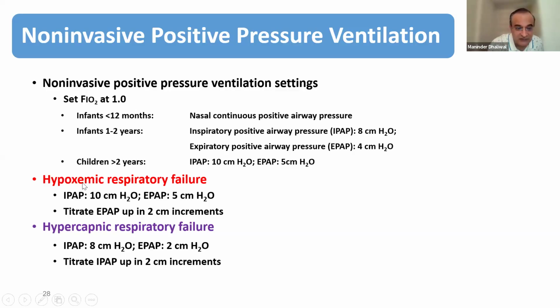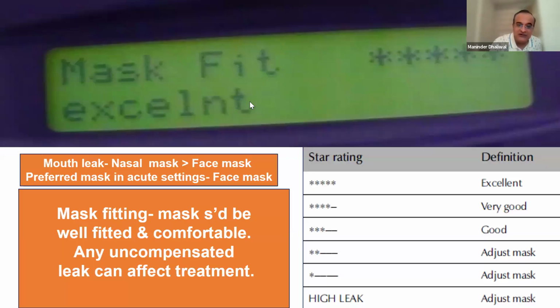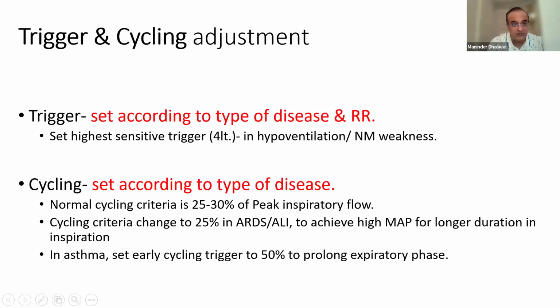If the patient is hypoxemic, you definitely increase the EPAP, and keep increasing the IPAP also. If the patient is hypercapnic, then you decrease the EPAP, because you need to give a large tidal volume so that CO2 washout happens. Once you apply the mask, the machine will tell you if the mask is fitting well or not. Up to good, the leak is okay. Beyond this, 2 stars or 3 stars, every machine is different, the leak is not tolerable.